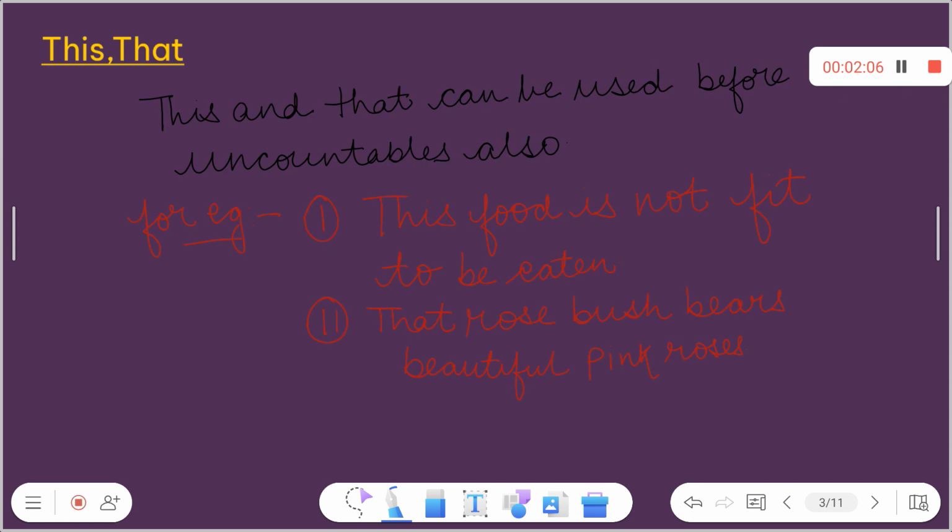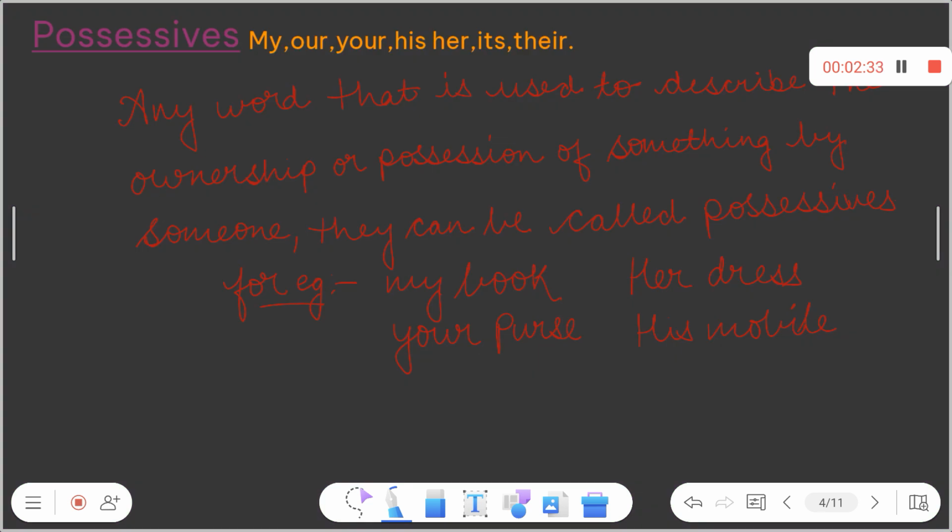It is also important to understand that this and that can be used before uncountables. You know what uncountables are? Which we cannot count. So we say this food is not fit to be eaten. And when we say that rose bush bears beautiful pink roses, this comes under uncountables, and we use this and that before uncountables. I hope we are clear with the demonstratives.